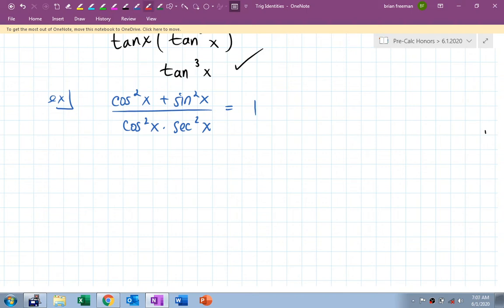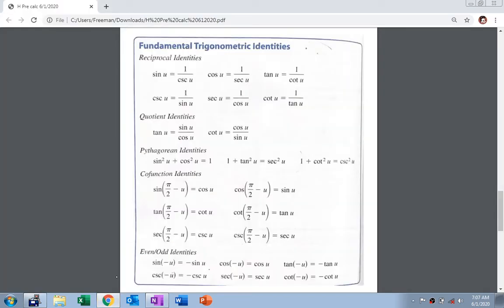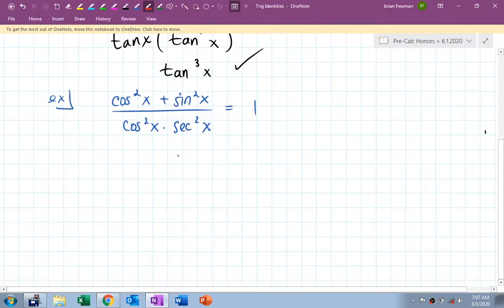So, this top one, I have squares, cosine squared plus sine squared. I'm going to default to looking at the Pythagorean identity. I have cosine squared plus sine squared. Well, that's the same thing as sine squared plus cosine squared. So that top numerator is just 1. So I just have 1 on the top. Now on the bottom, I have cosine squared x secant squared x.